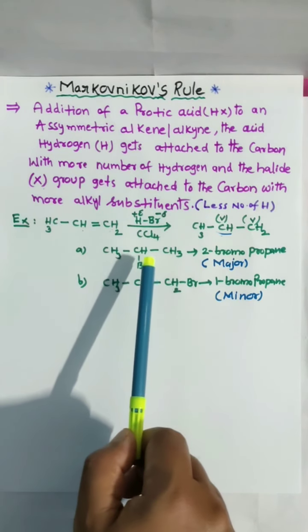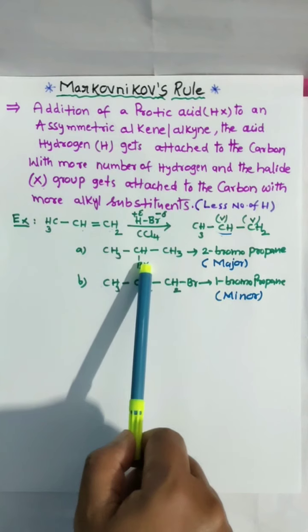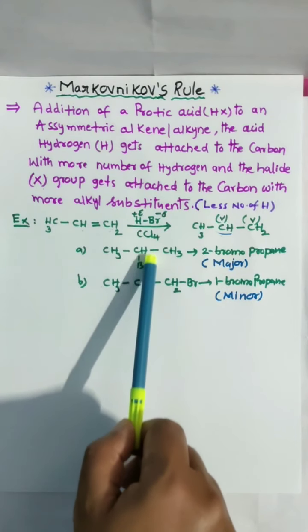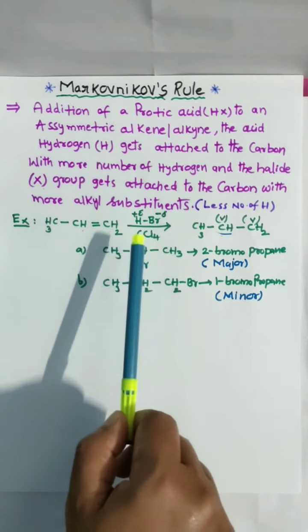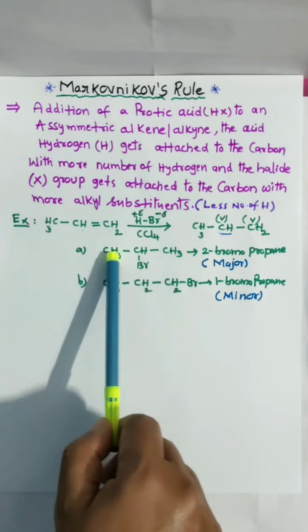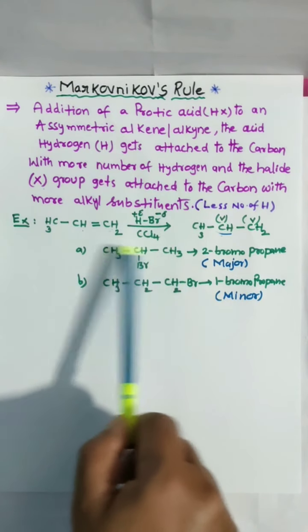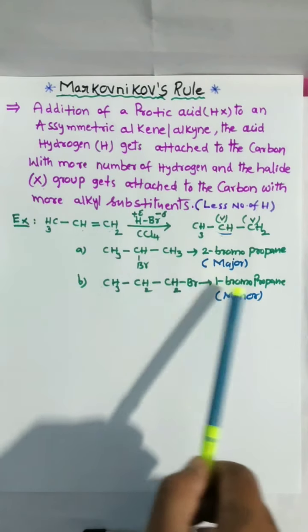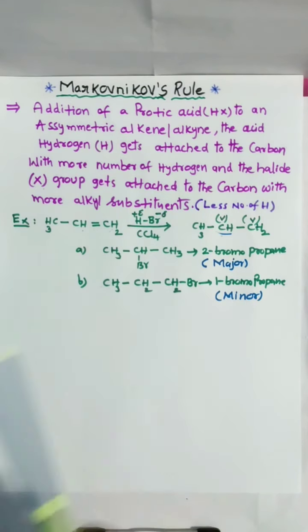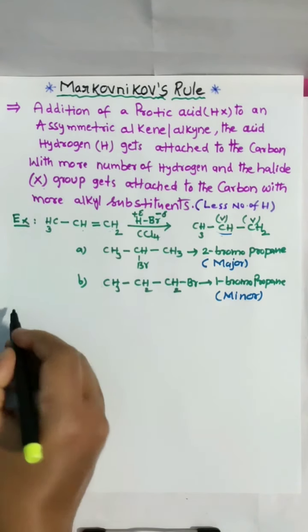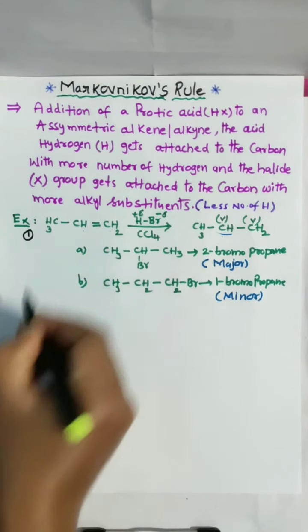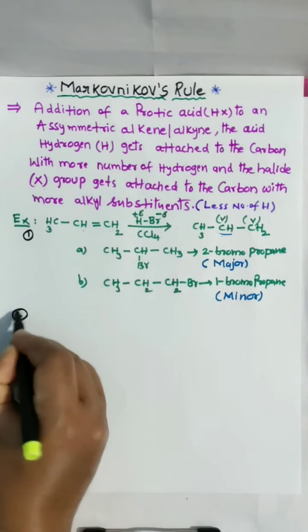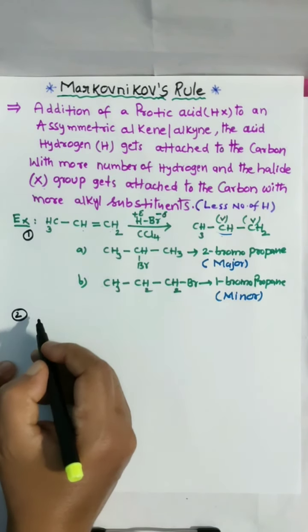So the halogen atom which gets attached to the carbon, if that carbon has more number of substituents, that is alkyl groups, that is the major. Less number of substituents, that is the minor product. That you have to remember. Major and minor. I am going to take another example now. Example number 2. Here I am giving different examples.